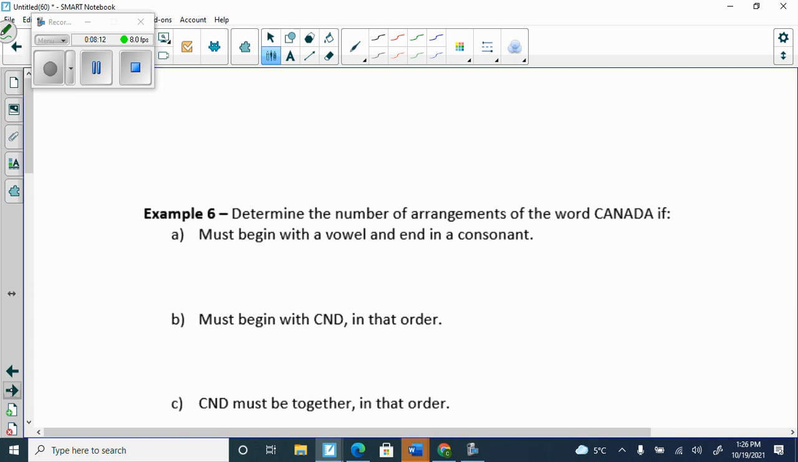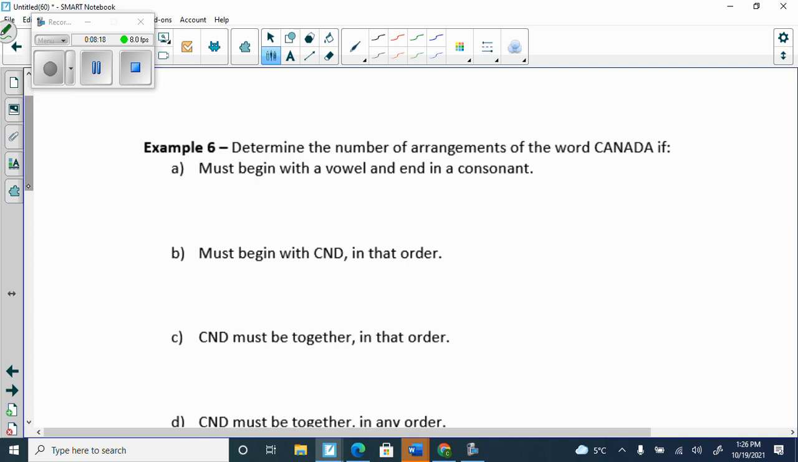Okay. Next. So here we have the word Canada. Paying attention. It's the word Canada. All right. What's the first thing we do when we get a word? Spell it. Write it out. C-A-N-A-D-A. Now I know every single question from now till the end of all these questions, I'm going to divide by 3 factorial. Not even think twice. That's what I'm going to do.